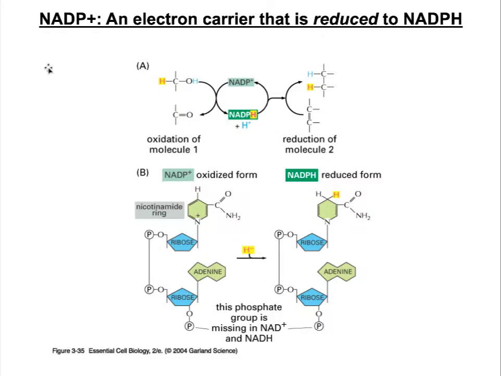With respect to the electron carriers, NADP becomes charged with 2 electrons and a proton, and that's called a hydride ion. And where in the molecule is that energy captured? Well, this is the structure of NADP.